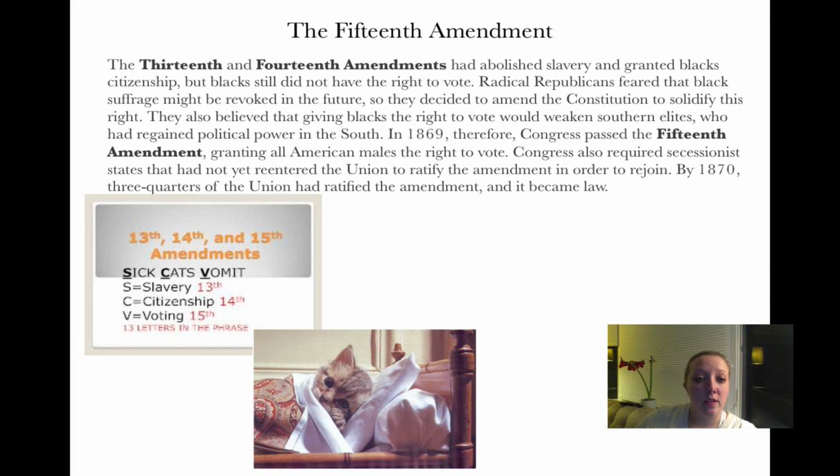And I just love this quick little tip to remember these, and it's sick cats vomit. Slavery, sick, is the 13th. Citizenship, C for cats, is the 14th. And vomit, voting, is the 15th. And there's a sick cat for you.